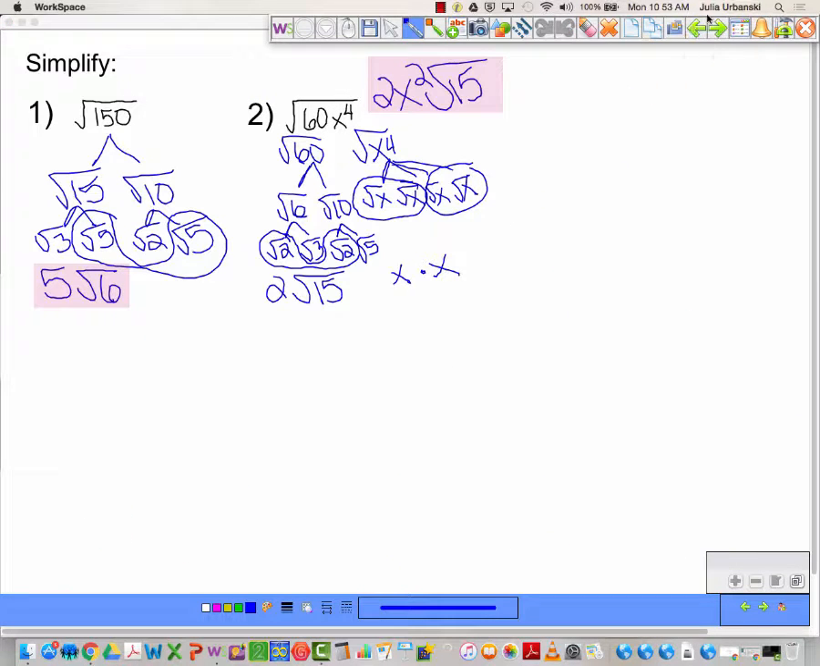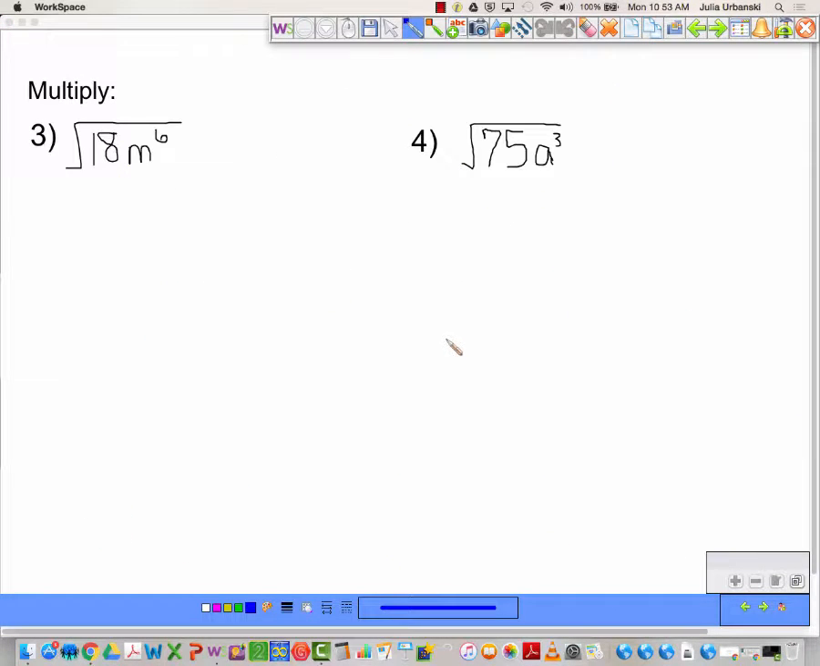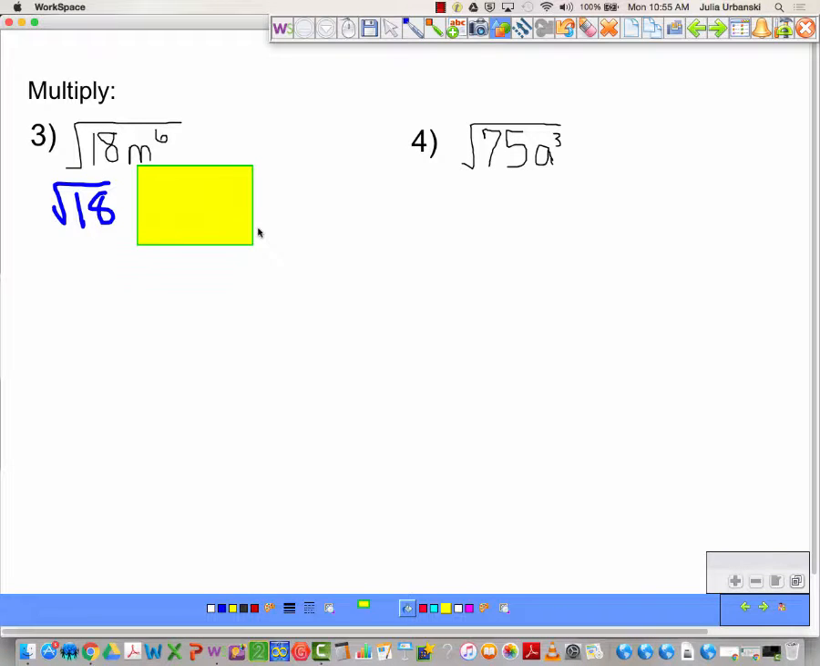Alright, number 3. Break down the 18. Let me write it this way. Square root of n to the 6. See how I just split it up? Square root of 18, square root of n to the 6. Well, let's do this one alone. So that makes square root of 9 and the square root of 2.